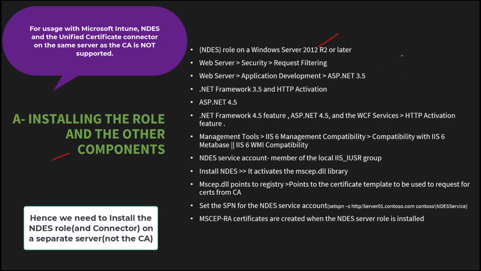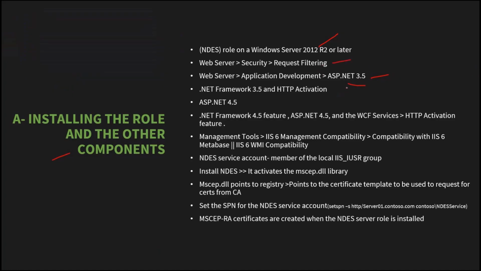And there are some things that we have to install from the Server Manager as well, like ASP.NET 3.5. Now this version might change with newer versions of the operating system, but we have to go to the web server and set up request filtering, ASP.NET, HTTP activation, and then IIS-WMI compatibility. We have to add the service account to the local IIS_IUSRS group, and we have to set up the name of the template that is going to issue the certificates in the registry of the NDES server.